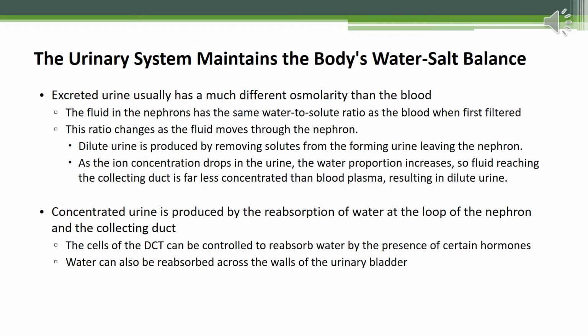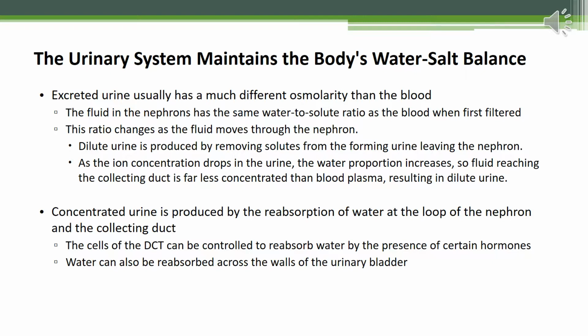Moving on to the methods by which the urinary system maintains the body's water-salt balance. Excreted urine usually has a much different osmolarity than the blood. Osmolarity refers to the concentration, or the amount of water. The fluid in the nephrons has the same water to solute ratio as the blood when first filtered. However, this ratio changes as the fluid moves through the nephron.